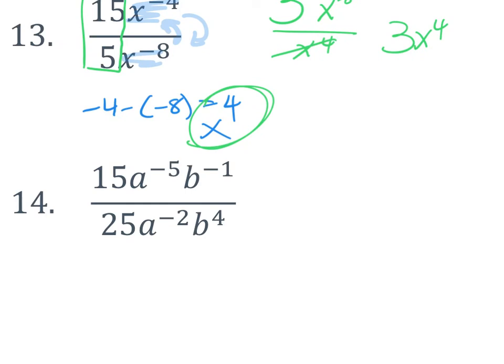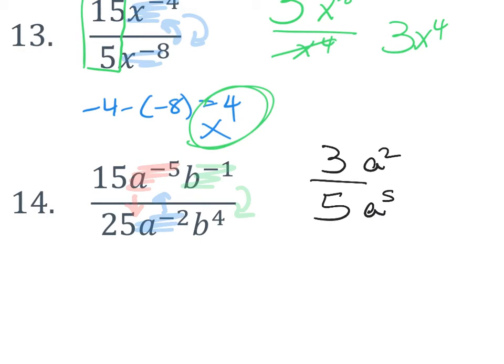Again, we can either subtract the a's powers and the b's powers, or I could just move things around. So I would move the a to the negative 5 power below, move the a to the negative 2 up, move the b to the negative 1 down. The b to the 4th is positive, it's staying where it is. So again, 15 over 25 is going to simplify to 3/5. So now if I put a to the 5 in the bottom, a squared in the top, b to the 1st, and b to the 4th.